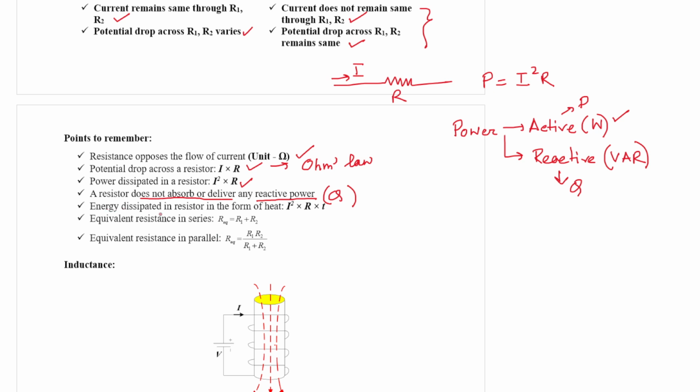Now, the next point: the energy dissipated in the resistor in the form of heat is I square R T. It is quite a familiar law, called Joule's law, I square R into T, which is dissipated in the form of heat. Sorry, this is H, not J.